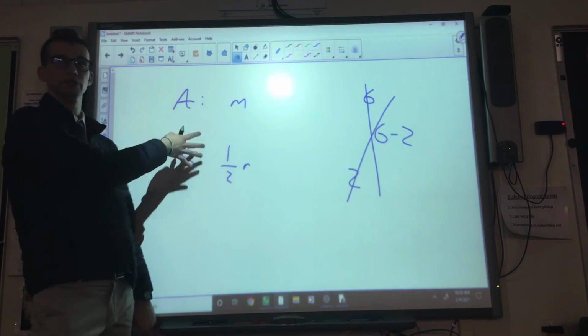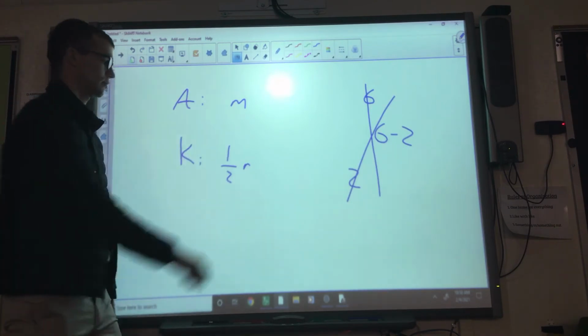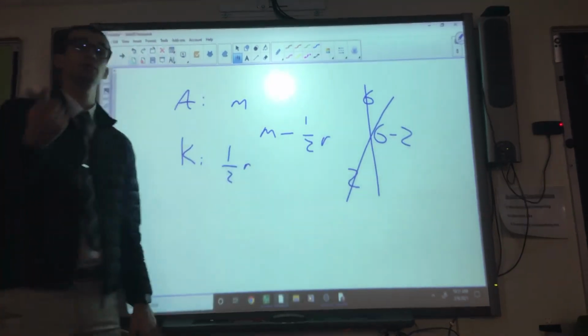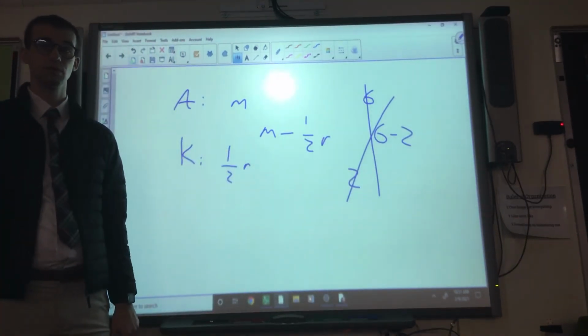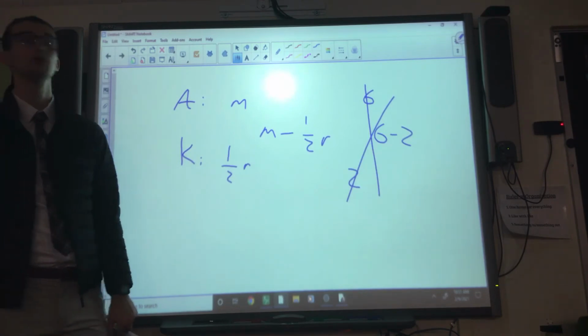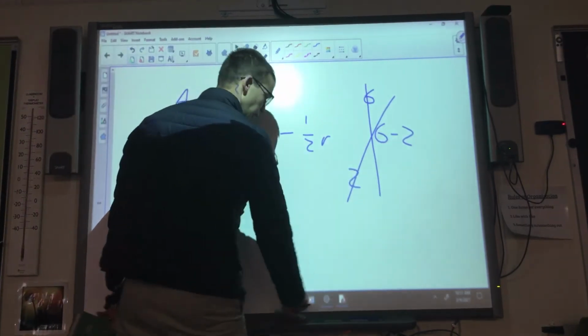So what do I have to do with these? Yep. So M minus 1/2, or is that all? Yep. And then label. It said, how many more coins does he have? So I can put.